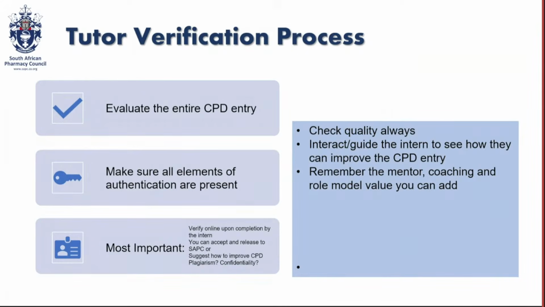So in terms of wasting that CPD or the portfolio of evidence submission, have a look at the evidence, have a look that it is the current evidence for the current activity. If it is a resubmission, it's not the old evidence that they're submitting again with the new entry. So evaluate and make sure that all elements of authentication are present. Most important is to verify online upon completion by the intern. And remember, again, you can accept and release it to Pharmacy Council if you're happy with the entry.